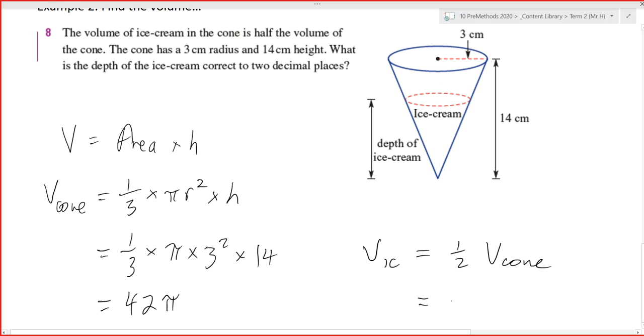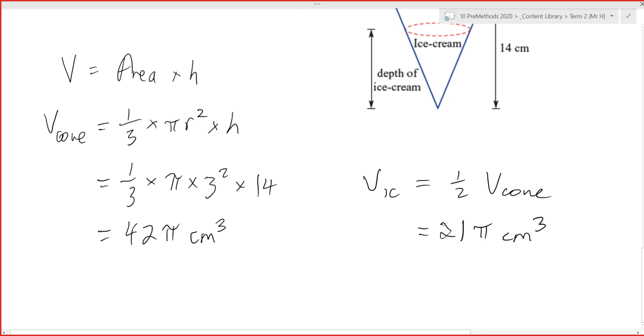Alright, so half of 42 in your head. Everyone remember, half of 42 is 21. So we've got 21 pi. It's a bit of a tricky one. So we know the volume is 21 pi. Yep, so put it into the volume formula.